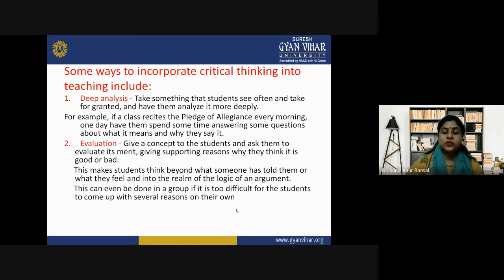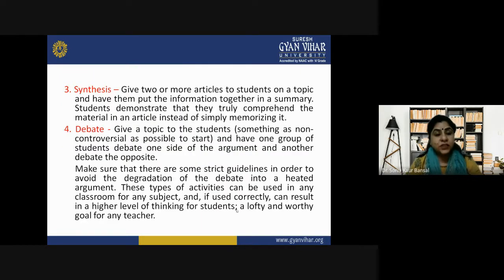All right, students, so deep analysis and evaluation, and after that we have another important way, that is synthesis. Synthesis is something where you are adding up. Okay, so it demands that you give two or more articles to students.